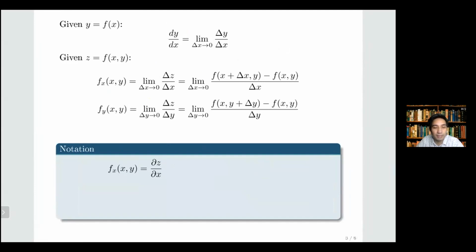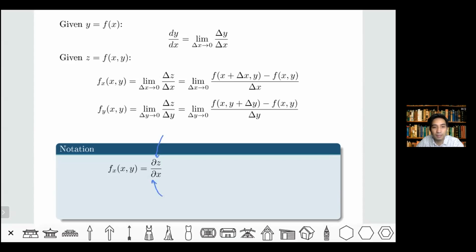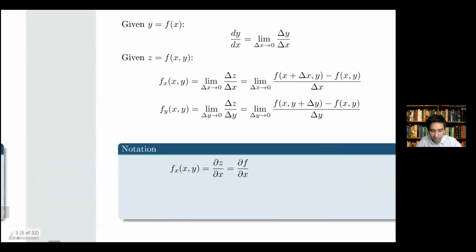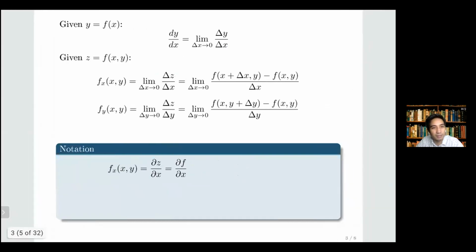For f sub x, ginagamit natin yung notation na to. So, these are curly d's. So, mga d's lang rin yan, pero they are rounded. Okay? Pero ang basa natin dyan ay partial. So, this expression here is read as partial z over partial x. So, ang ibig sabihin, kinuha mo yung partial derivative of z with respect to x. Okay? And kasi yung z natin sa example na to, that's f of xy. So, pwede mo rin siyang isulat as partial f over partial x.